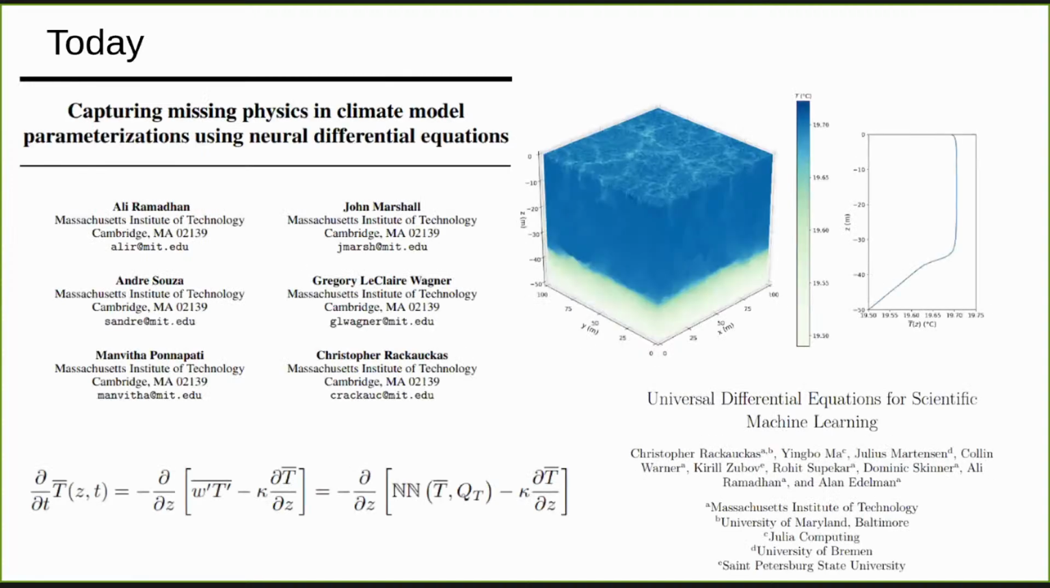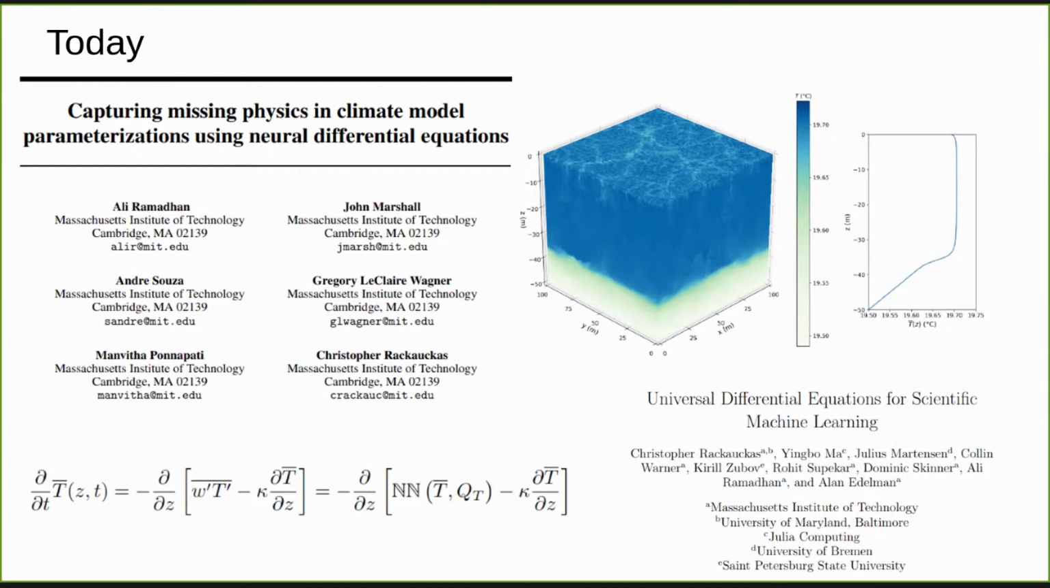We have one main paper for the session today, capturing missing physics and climate model parameterizations using differential equations. For those of you who've already looked into the paper, it's a fairly quick read. I'm going to spend about the first half of my slides on the main paper, just trying to get across what is happening here. It's very related to what we had in the last session.